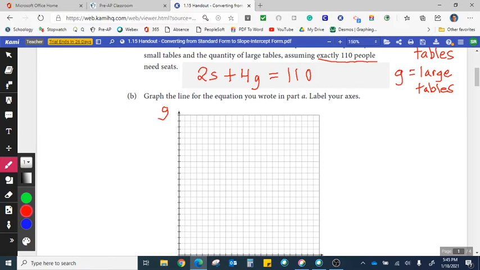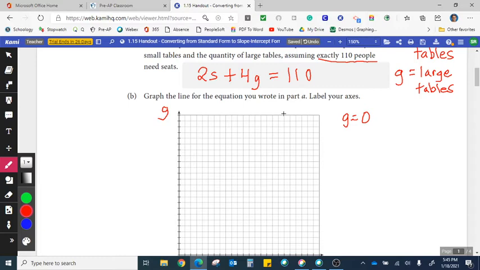Okay, so what I'm going to do here is figure out what I would need for just small tables. If I just have small tables and I don't have any large tables at all, I'm going to state it as G, the large tables, equals 0. So I'm not going to have any large tables. I'm just going to do it with all small tables. So let me figure that out.